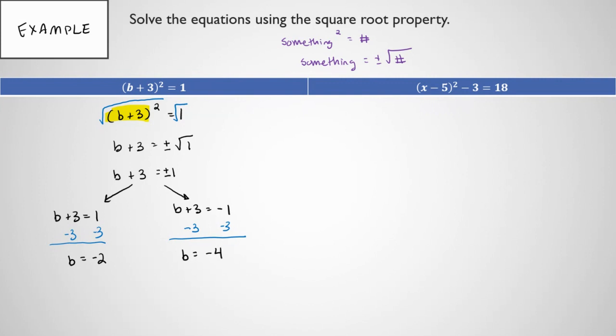So every example we've done so far has ended up with basically the same number. In this case, that did not happen. So we have two answers. One of them is negative 2, and the other is negative 4. So you don't get a positive and a negative version of the same number. We actually ended up with two different numbers.